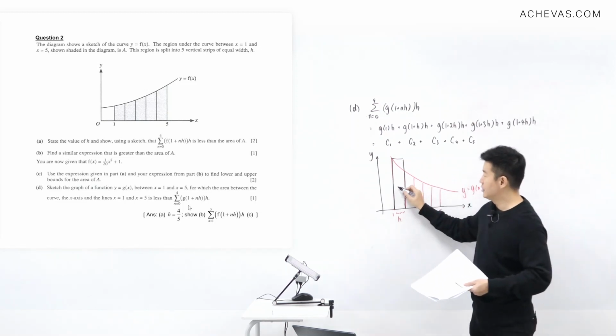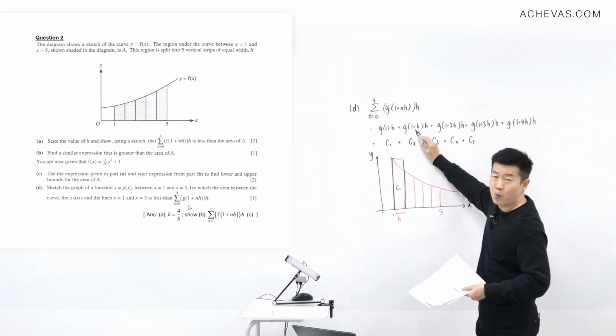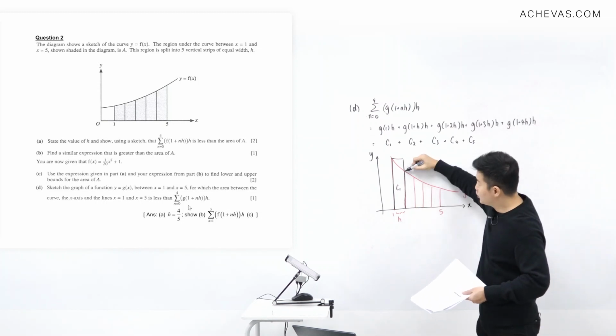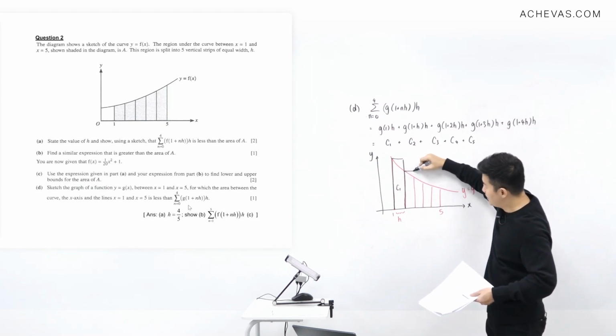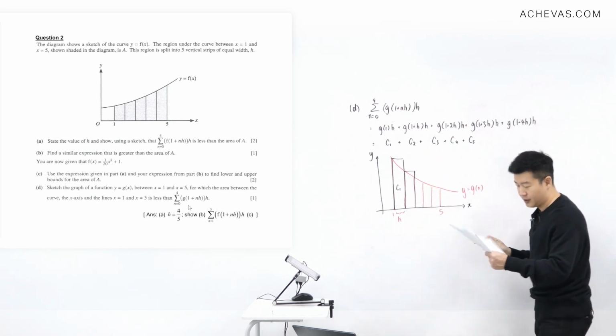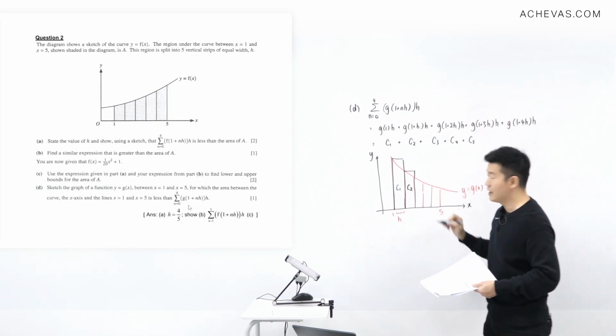And the second rectangle, okay, let's say this is C1. So the second rectangle is going to be g(1 plus h). Here, this is 1 plus h as the x-coordinate. So g(1 plus h) is going to be the y-coordinate that is on this graph here, multiplied by h will give me this area here, and this will give me C2.